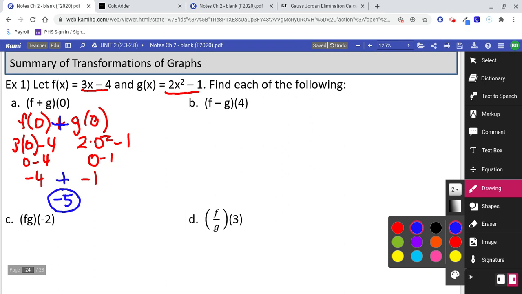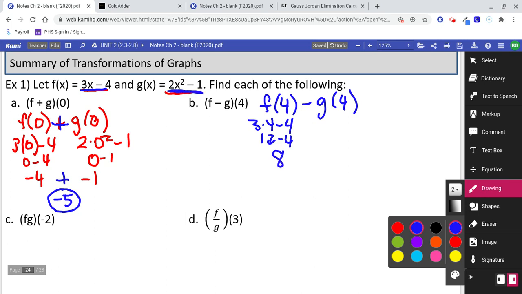If you want to show a little bit less work than that, be my guest. The next one's going to be f of 4 minus g of 4. So if you can do that in your head and see that's going to be 12 minus 4 is 8, then go for it. Okay? But we're doing 3 times 4, so plug in the 4. That's 12 minus 4 is 8.